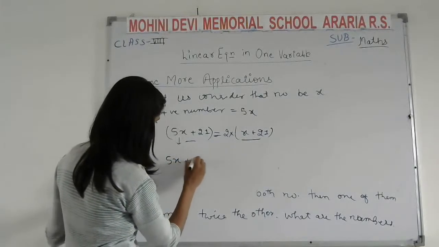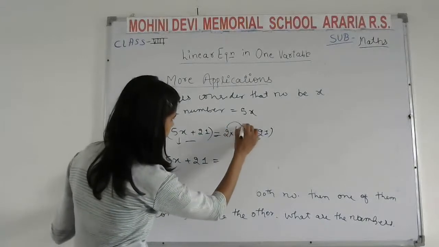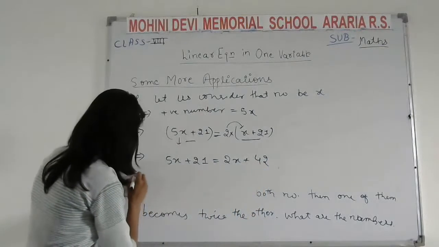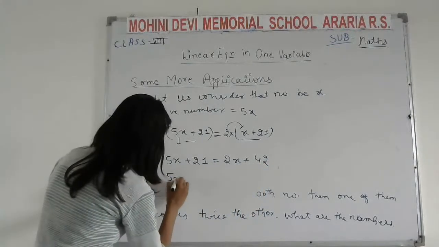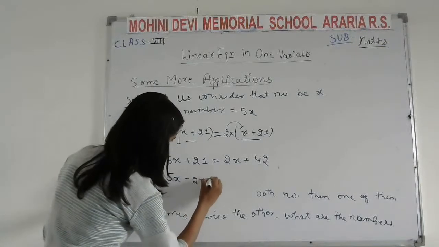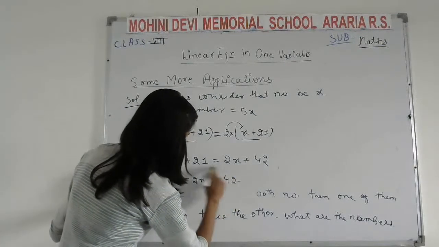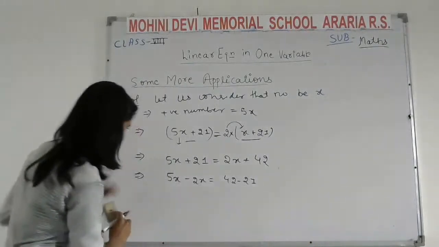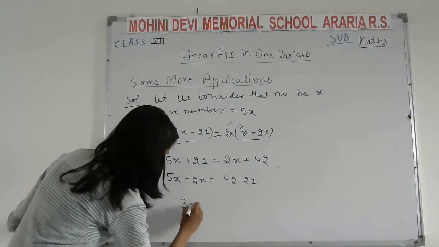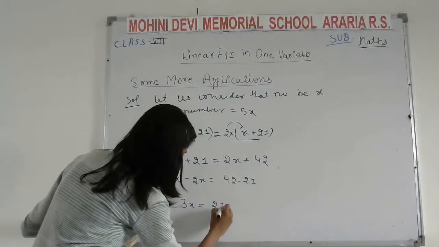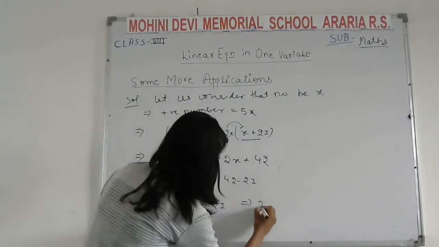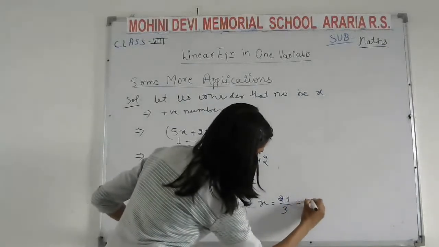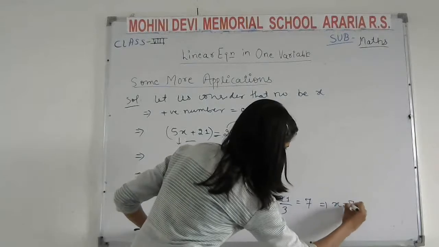So now let's solve it. 5x plus 21 is equal to, multiplying this term, 2x plus 2 times 21, that is 42. Again separate the variables. 5x, write 2x here, and 42 minus 21. Now 5x minus 2x is equal to 3x and 42 minus 21 is 21. So keep x here and shift this 3 here, it will become 7. This implies x is equal to 7.